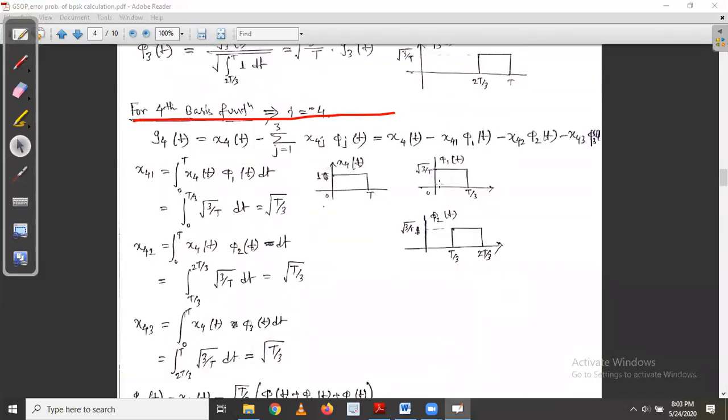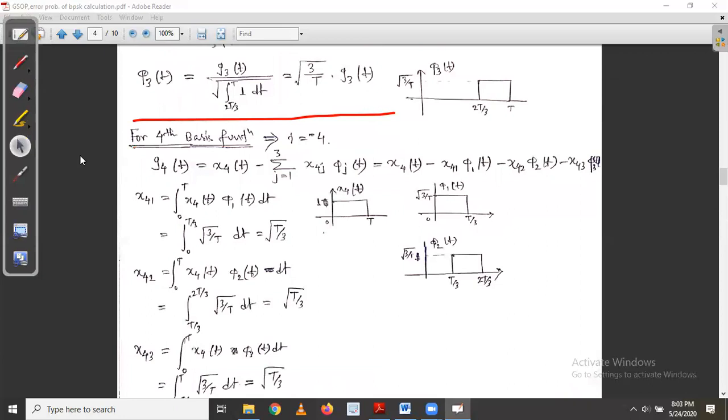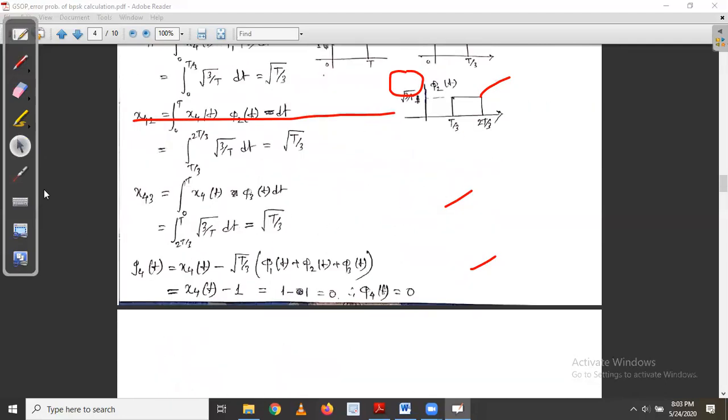These are phi 1, phi 2, phi 3. Phi 3 is here. Phi 1, phi 2, and phi 3 cover 0 to t by 3, t by 3 to 2t by 3, 2t by 3 to t. That means if I'm adding these, we will have root of 3 by t, which is multiplied by root of t by 3, which will give you 1.